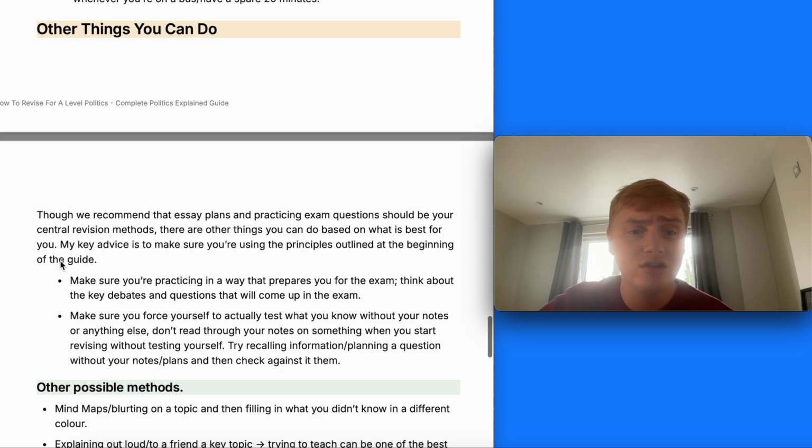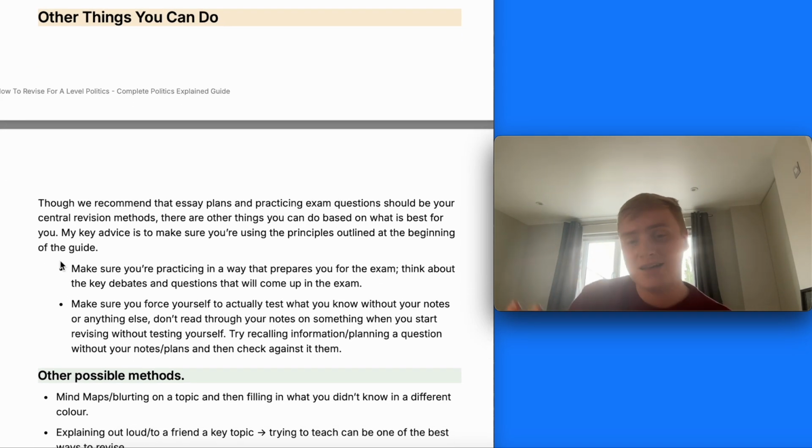There are also other things you can do. Of course we recommend essay plans and practicing exam questions, but there are other things you could do. My key advice is just to make sure they're using the principles outlined at the beginning of the guide. So make sure you're practicing in a way that prepares for the exam, thinking about the key debates and questions that will come up in the exam, and make sure that you test yourself. So you force yourself to think of what you know rather than just reading through notes or copying things down. You need to test yourself, even if that's difficult. That's the most effective way to revise.